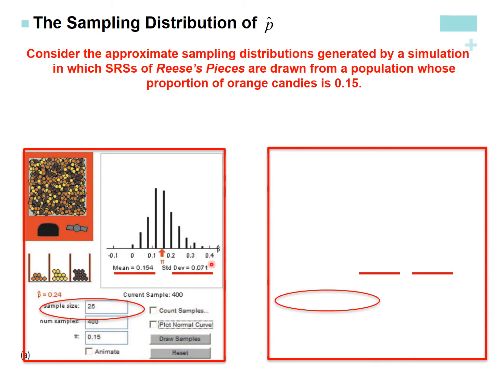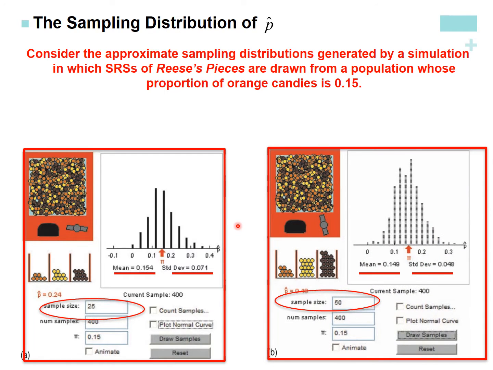It's 0.071. All right, now what is going to happen if the sample size increases to 50? Because in this particular sample, 0.24, that's not really close to 0.15. So in my next sample, I took a sample of 50 Reese's Pieces, found the p-hat of the proportion of orange candies, put that p-hat on my distribution, and then I did that again, 400 times, the same as I did over here.